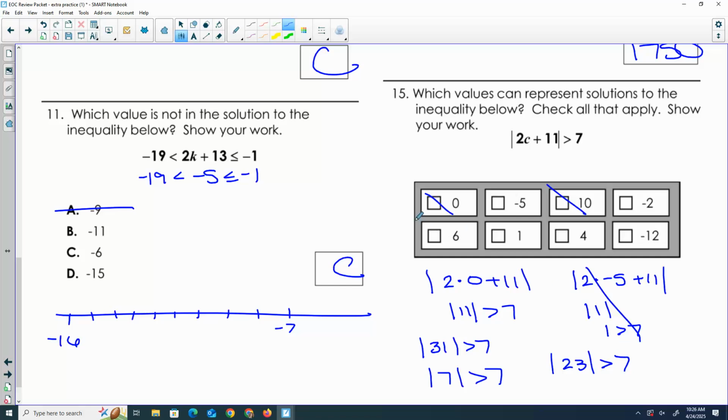Yes. If I put in a 1, 2 times 1 plus 11 is 13. Is the absolute value of 13 bigger than 7? Yes. If I put in a 4, 2 times 4 is 8, plus 11 is 19. Is the absolute value of 19 bigger than 7? And negative 12. 2 times negative 12 is negative 24, plus 11 is negative 13. But remember, absolute value makes it positive, so that turns into positive 13, and 13 is bigger than 7. So that one also works.